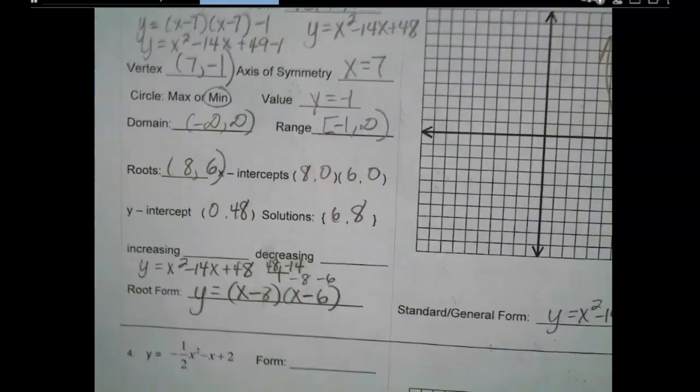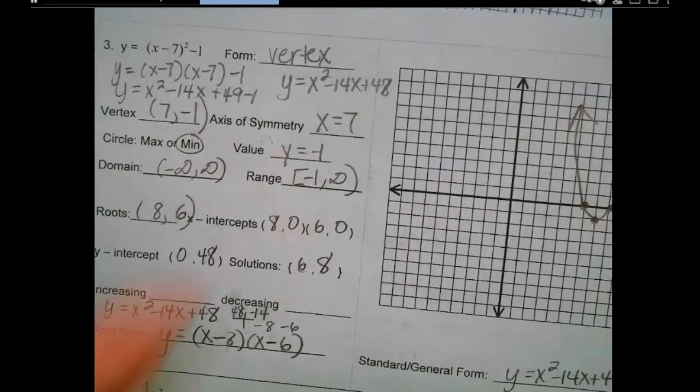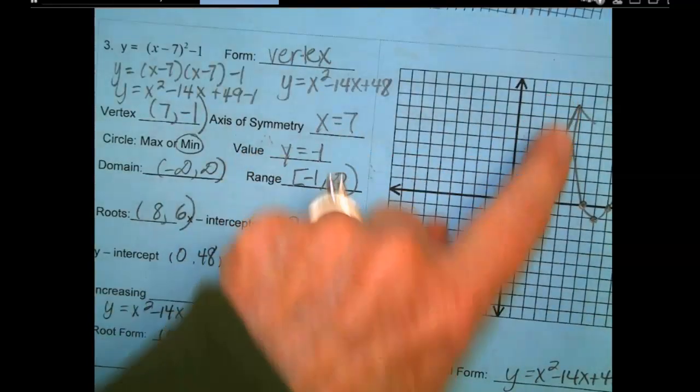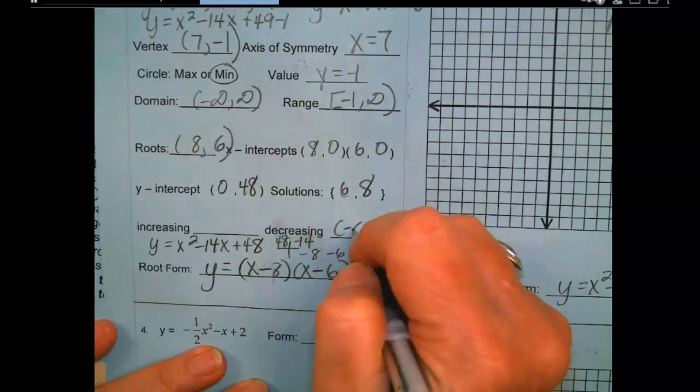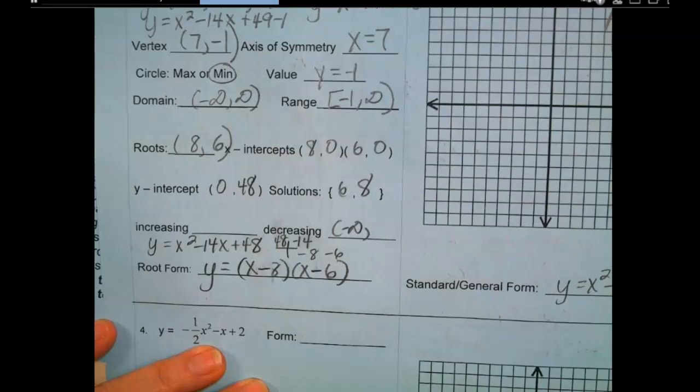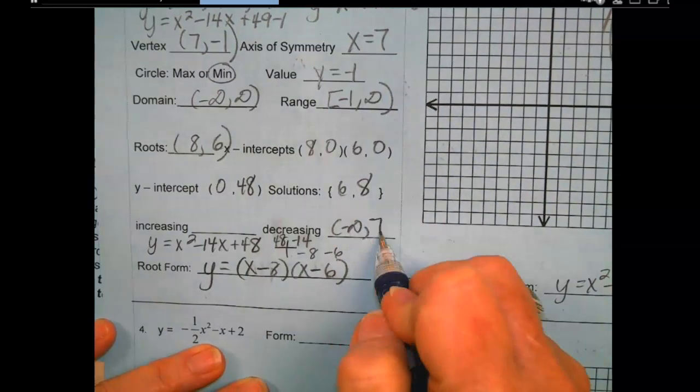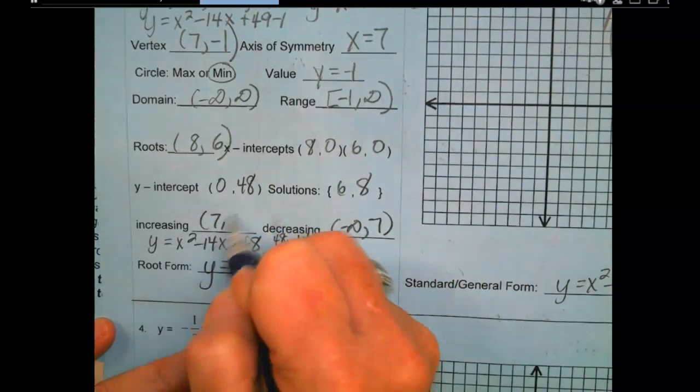The last thing I need to fill in, if I put my finger here, am I decreasing going to the vertex? Yes. Decreasing, so I'm going to do -infinity to 7, and 7 to infinity.